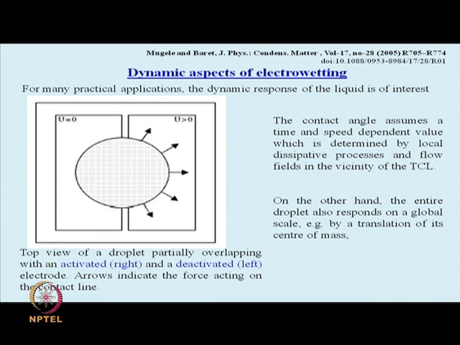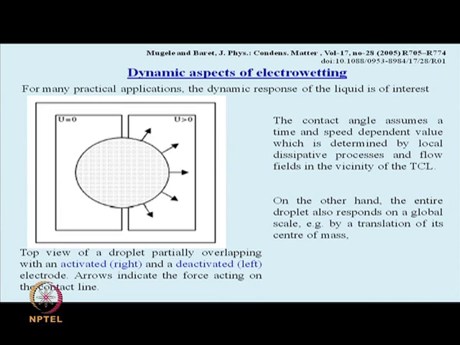Now we are going to concentrate on the practical aspects of the dynamics of a droplet on an electrode or on a dielectric. If you see this figure, the left hand side is one electrode which is kept at zero potential, zero voltage, and the right hand side is another electrode which is switched on, and the droplet encompasses both the electrodes.